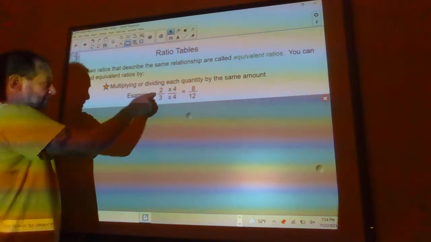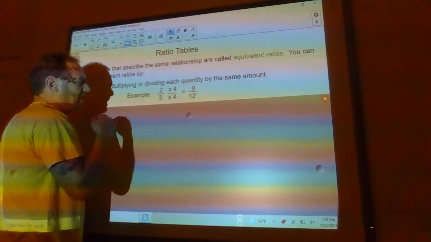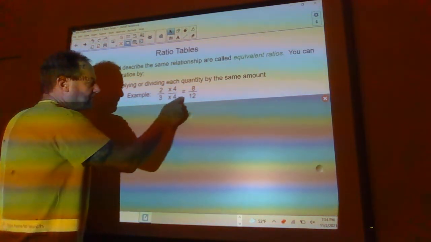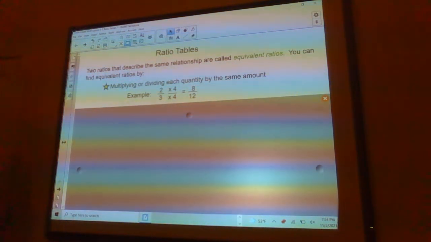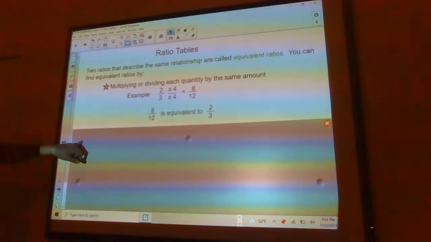So, like if I have a ratio of 2 to 3, I can multiply both top and bottom by the same number. So in this case, 4. And I get 2 times 4 is 8, and 3 times 4 is 12. And the ratio 8 to 12 is the same as the ratio 2 to 3. I think that's the easiest way to do that.